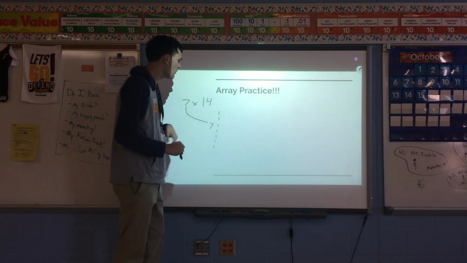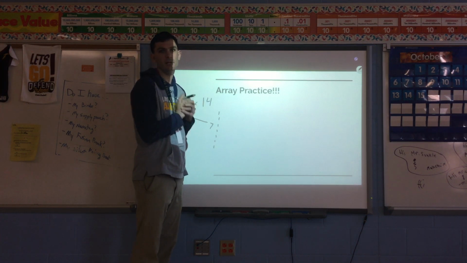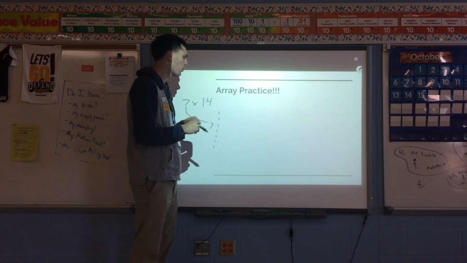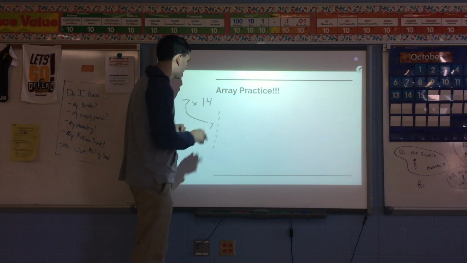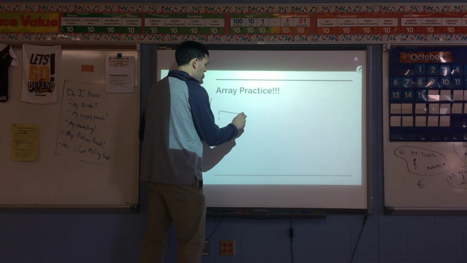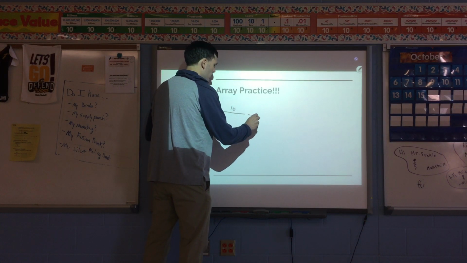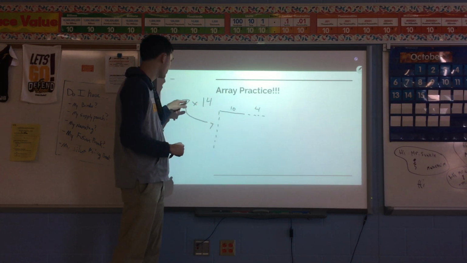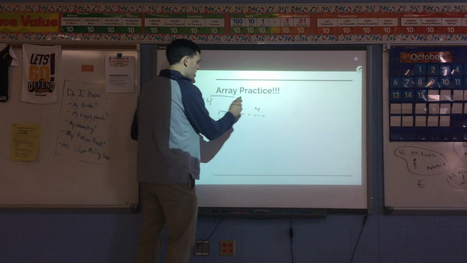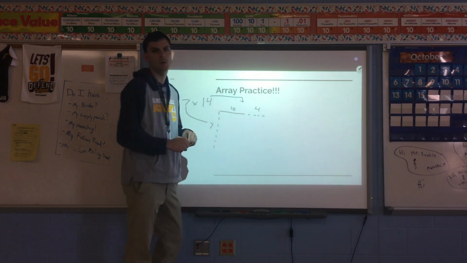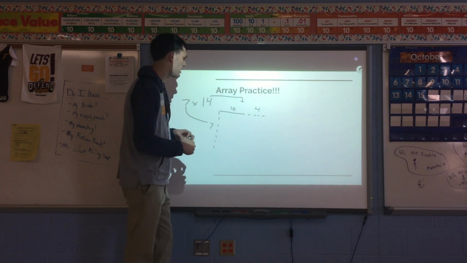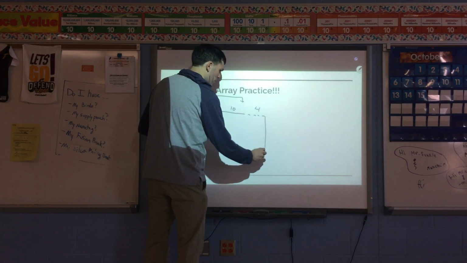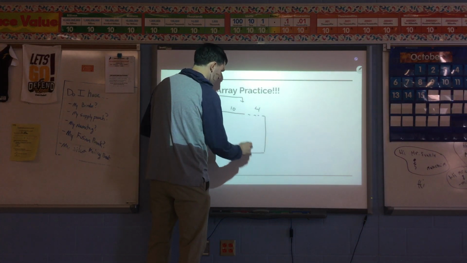Then we're going to take 14, and we're going to split 14 up by place value. So we're going to make the 14 a 10 and a 4, because we're doing it by place value. So now we have 7 on the side representing the first number. We have 10 and 4 on the top, which represents the 14 split up. And then we're going to finish off the rectangle.